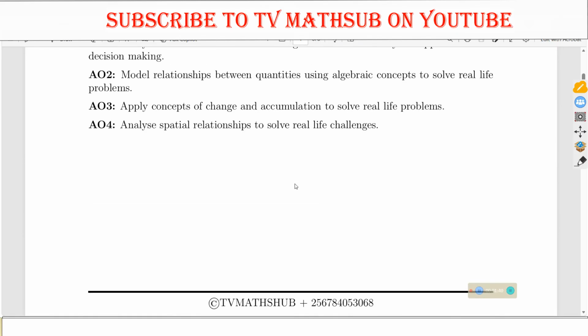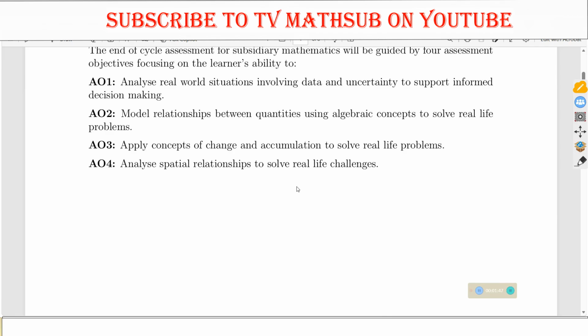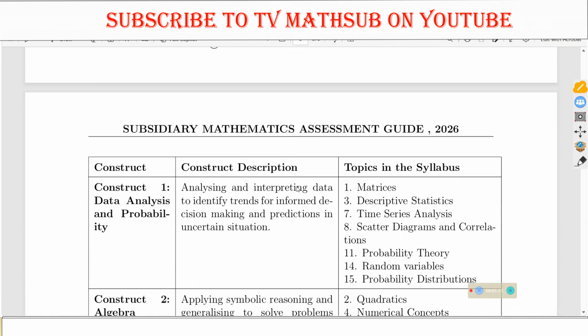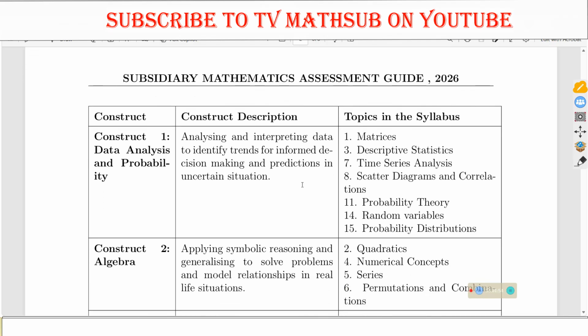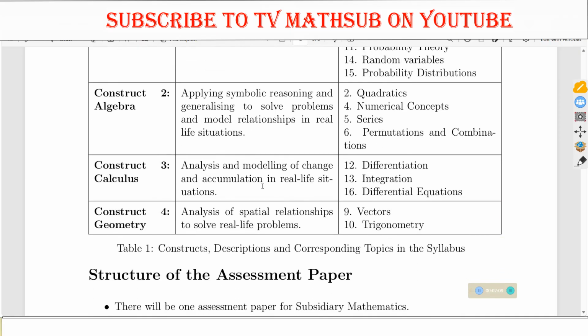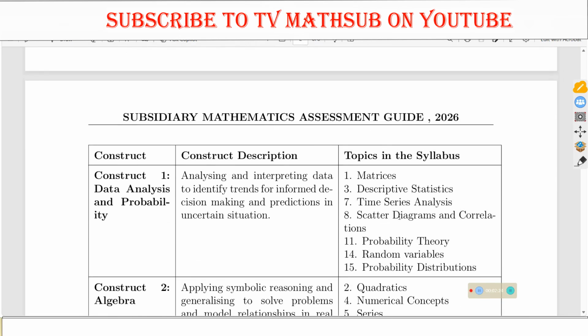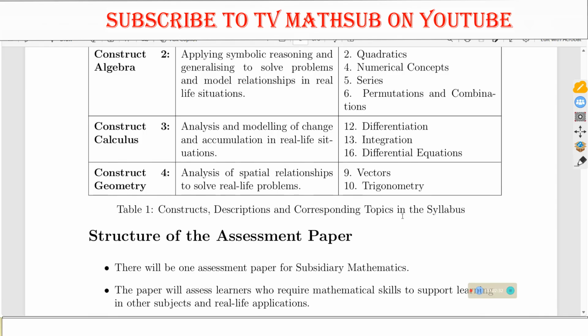As we have seen in our previous video, we talked about the assessment objectives, and we looked at those 4 assessment objectives. I will not go into details of that because we have already done that. And we talked about 4 constructs. That was 1, data analysis and probability, consisting of these topics. We have algebra consisting of these topics, calculus consisting of these topics, geometry consisting of these topics. We have already talked about this in our assessment guidelines for NCDC. That video is within the description, so please feel free to go through it.